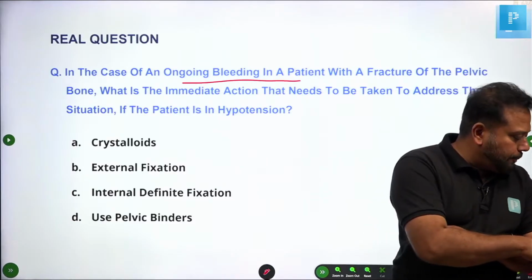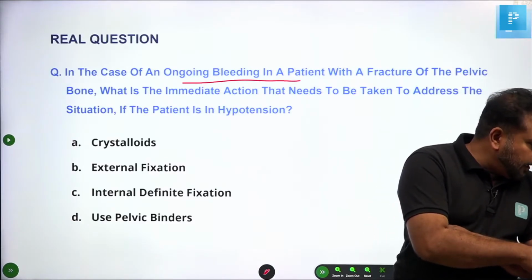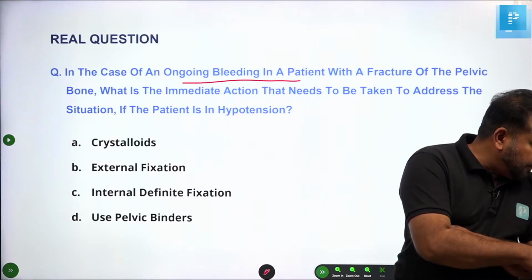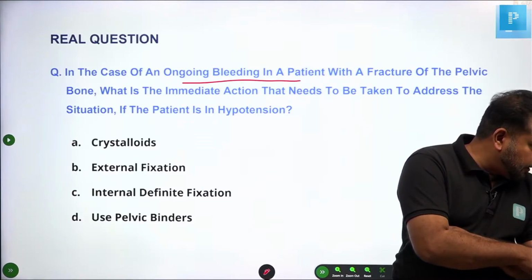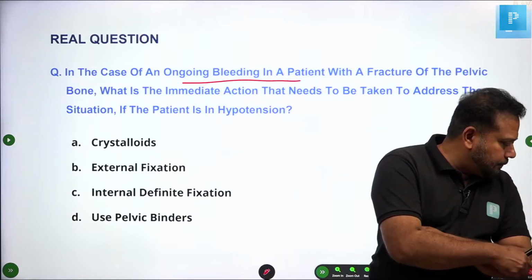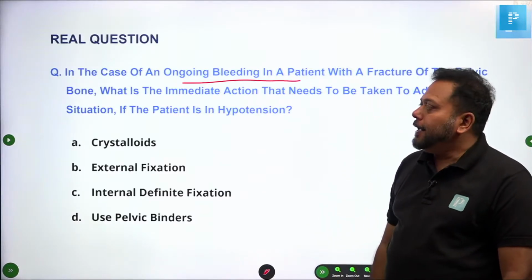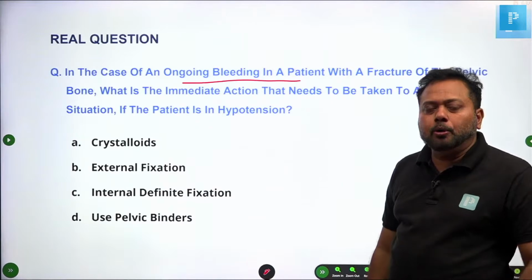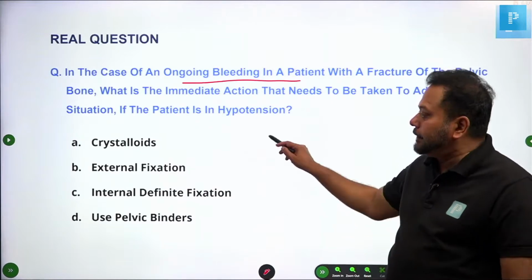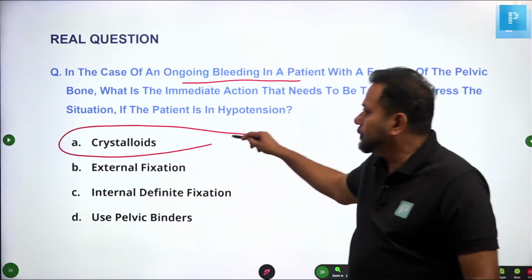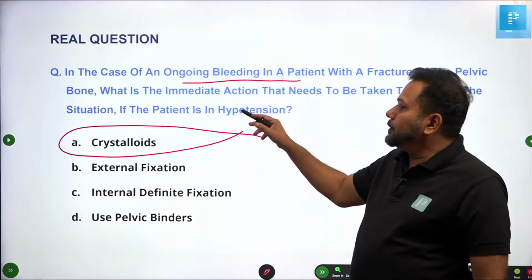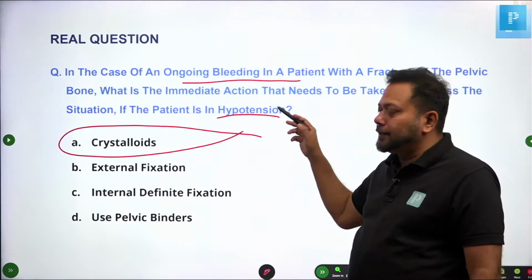Marvelous. Superb. Many of you are answering yes. Tamil Maran has answered. Sadhya, yes. Dr. Bella, yes, very good. Okay, many of you have answered it correctly. Immediately, you should load the patient with crystalloids because it is ongoing hypotension, it is hemorrhagic shock.